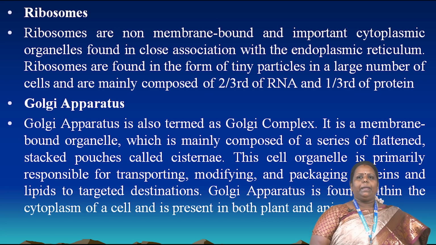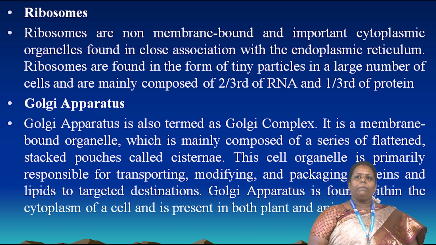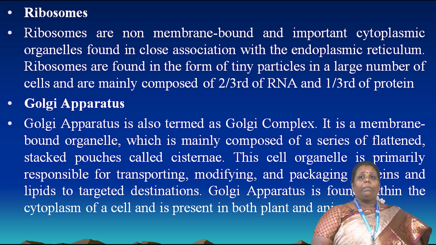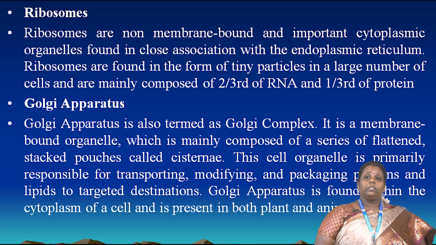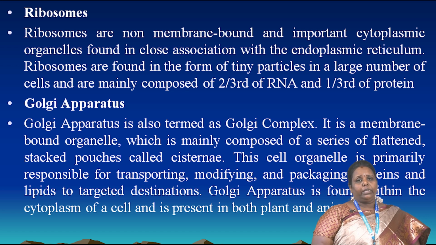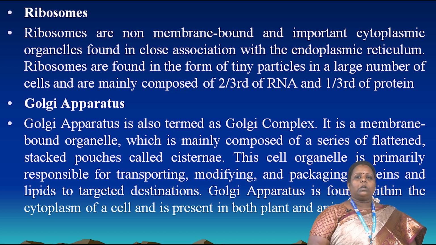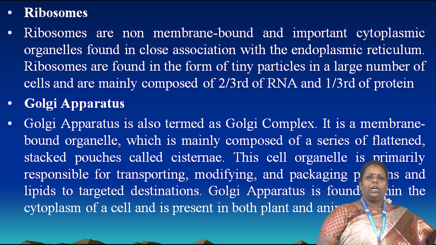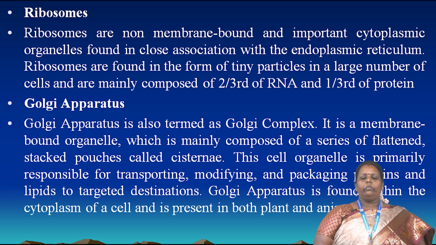Another one is the ribosomes. The ribosome is a non-membrane-bound, important cytoplasmic organelle, and it is associated with the endoplasmic reticulum. The ribosome is very important for protein synthesis. A chain of amino acids forms the protein. Ribosome is one of the parts involved in the formation of protein. It is mainly composed of RNA and protein, one third protein and two thirds RNA. The ribosome has many types, 70S, 25S, 22S. That is the sedimentation coefficient. So different types of ribosomes are present.